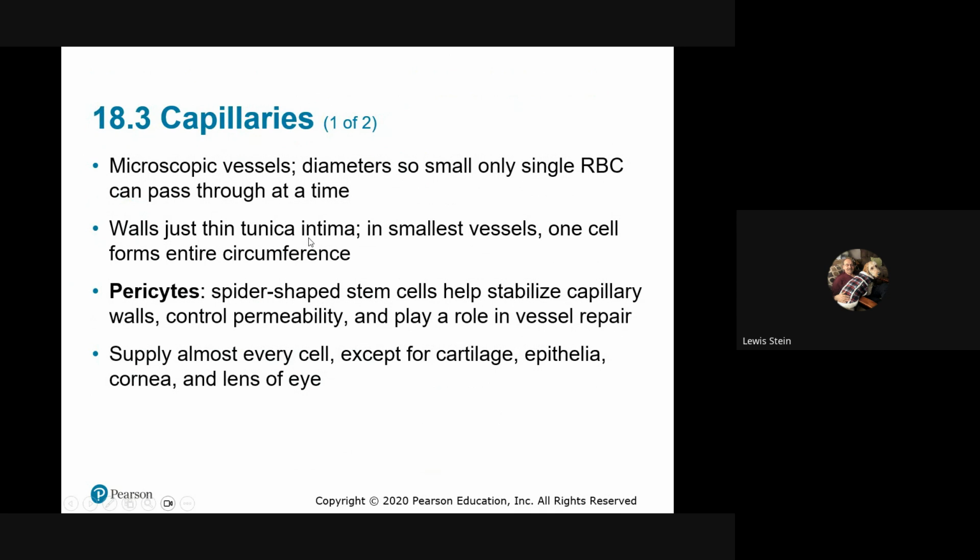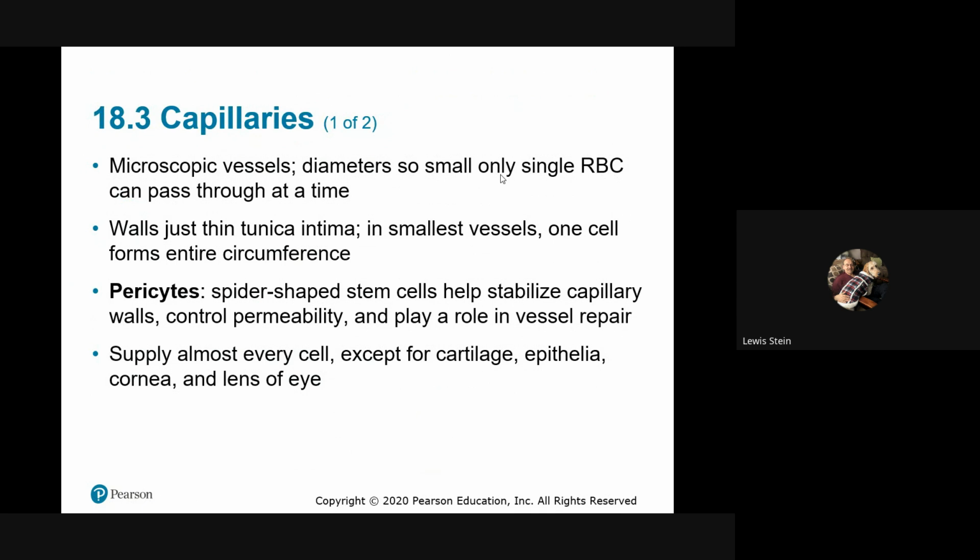Moving on. Capillaries. Extraordinarily, what's a red blood cell? 6, 7 angstroms. Really small. Okay? So at this point, they are microscopic. The walls are just the intima, the lining, the endothelial lining that are there. So they're nothing more than epithelial cells. Even one cell wrapped around would be its circumference. Okay? Around it, there are some stabilizing things. They're called parasites. They control permeability.